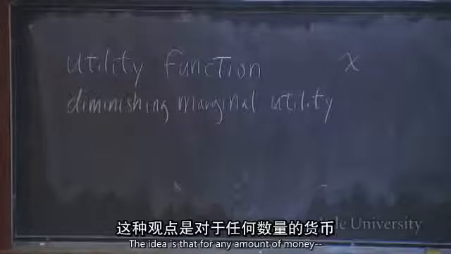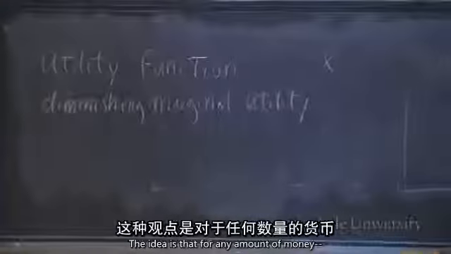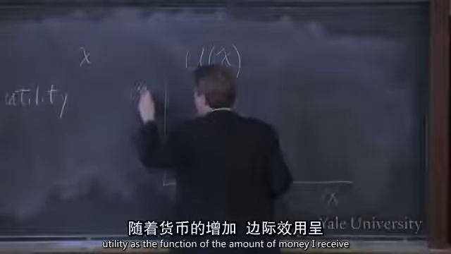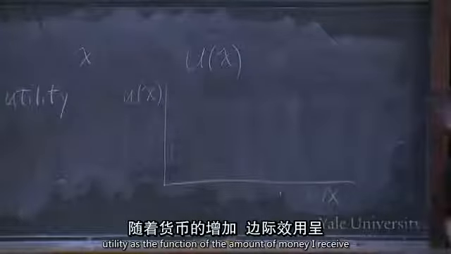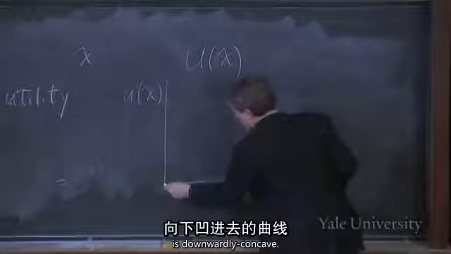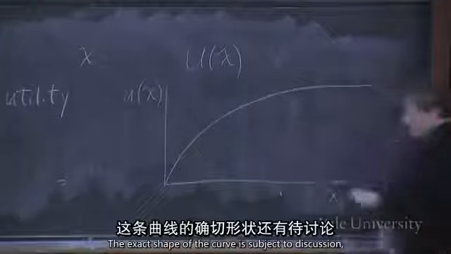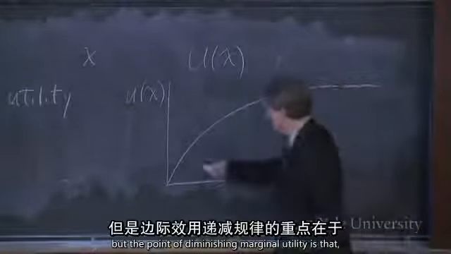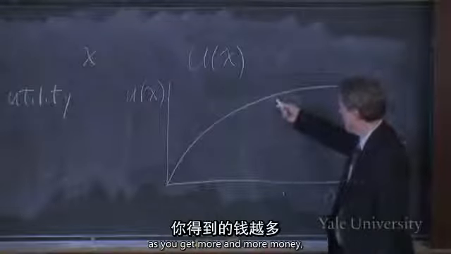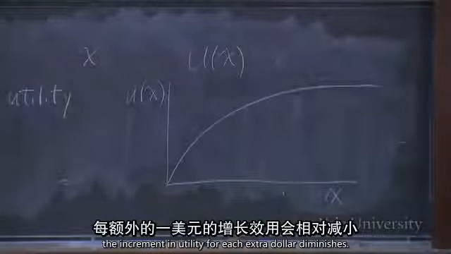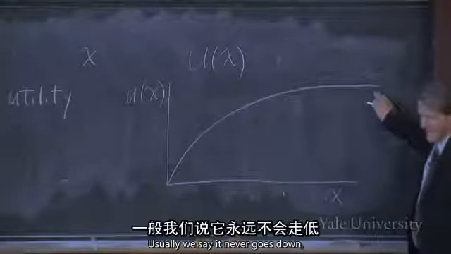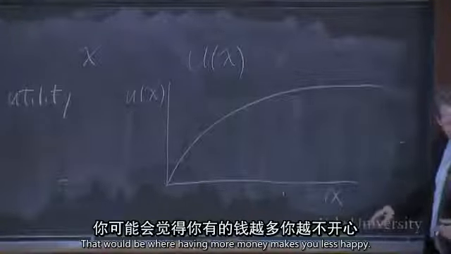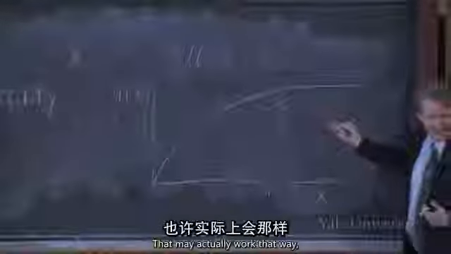The idea is that for any amount of money, if x is the amount of money that I receive, utility as a function of the amount of money I receive is downwardly concave. The exact shape of the curve is subject to discussion, but the point of diminishing marginal utility is that as you get more and more money, the increment in utility for each extra dollar diminishes. Usually we say it never goes down. Cross that out. That would be where having more money makes you less happy. That may actually work that way, but our theory says no.